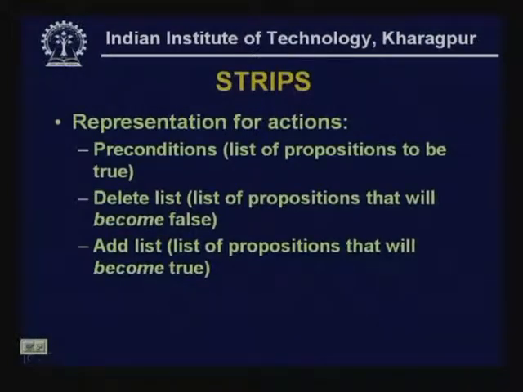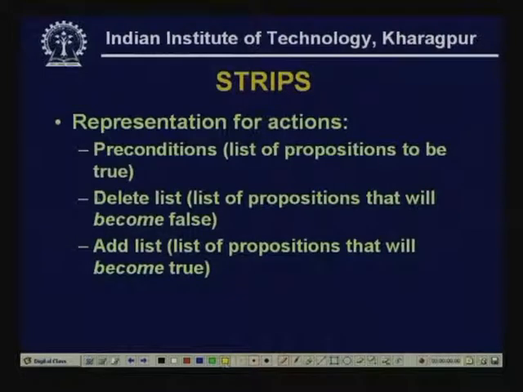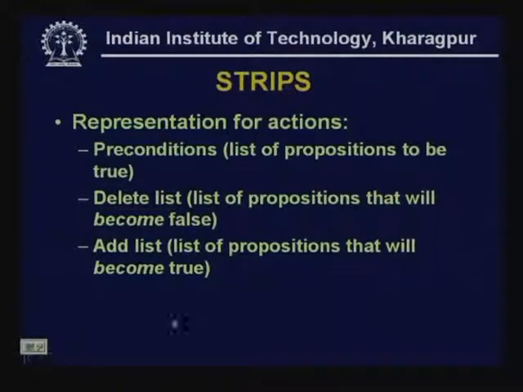So, we first look at STRIPS, the representation for actions in STRIPS. We have talked a little bit about STRIPS earlier. In STRIPS, every action is represented by the preconditions of the action, which is a list of propositions that have to be true for the action to be executed, the delete list and the add list. So, the effects of an action in STRIPS are divided into 2 different lists. The add list is the list of propositions that become true after the action is executed. The delete list contains a list of propositions that will become false after the action is executed.